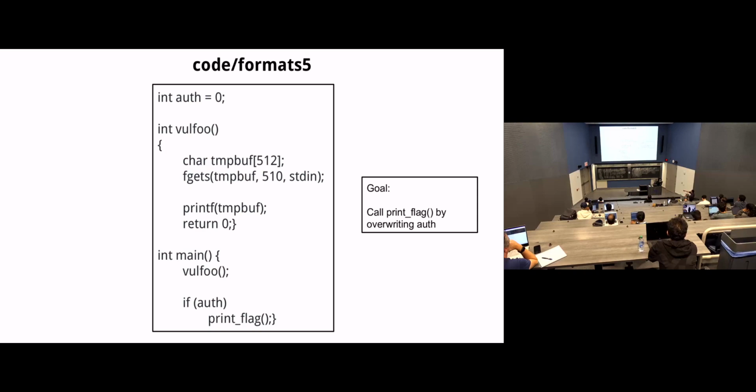Obviously, we want to change the value of auth. To change the value of auth, we can use %n and the address of auth. As long as we know where auth is, then using %n, we can change the value of it.